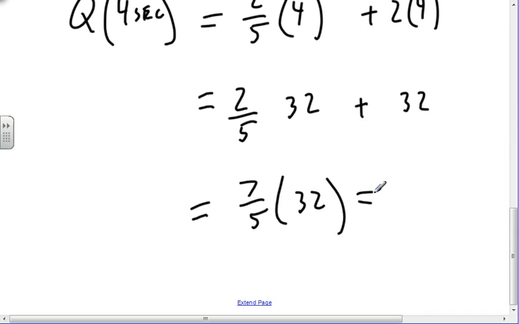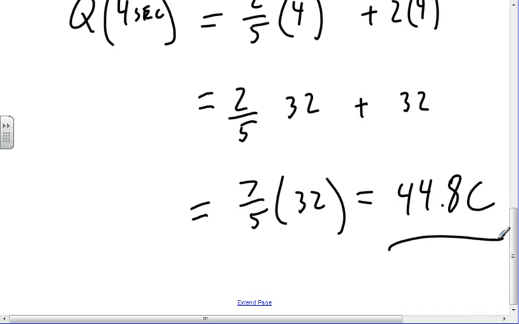And this is an even one, so of course I got it right. 7/5 times 32. Boom. 44.8 coulombs. Okay, good enough. Going on to section 24.3.